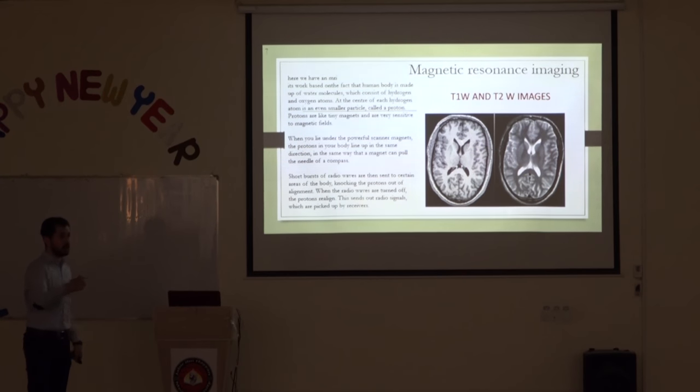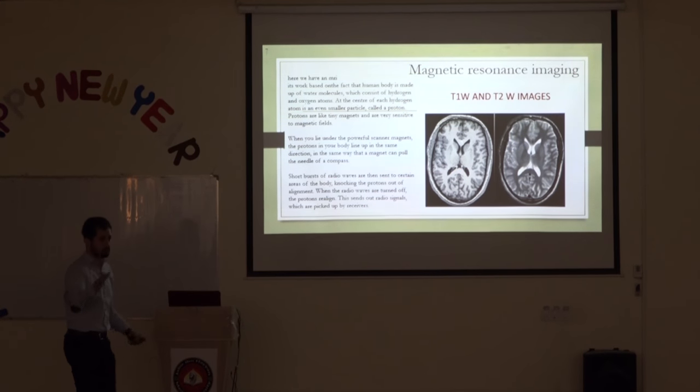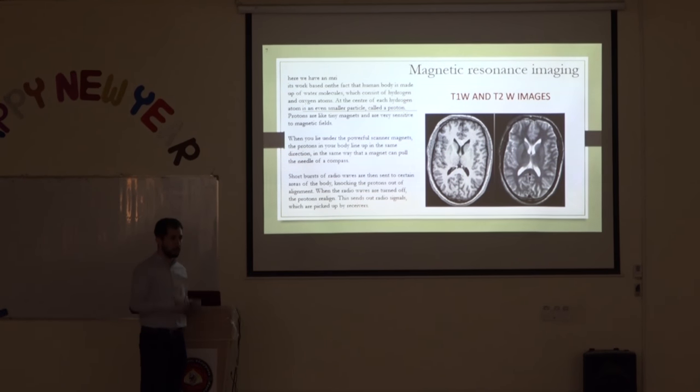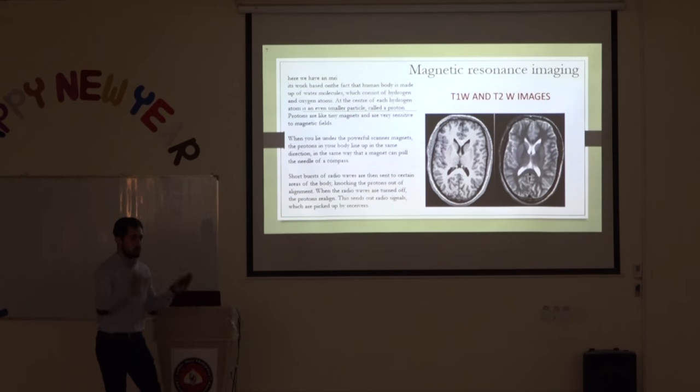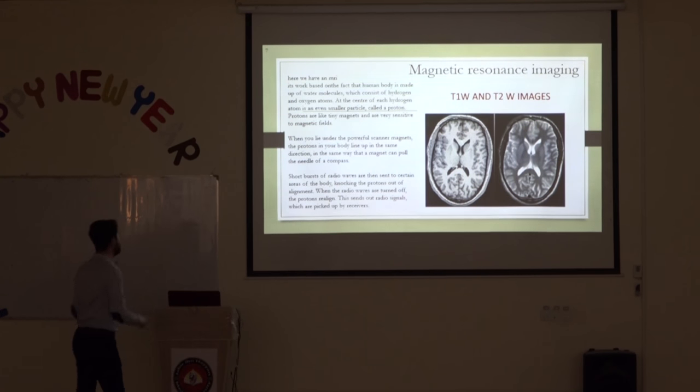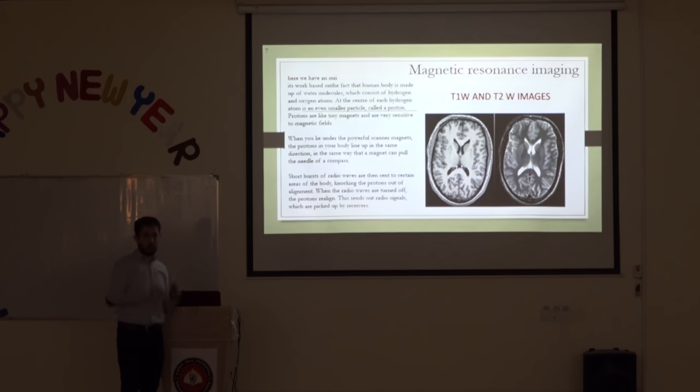Then we apply a pulse, a radio wave. This wave will cause some protons to be knocked away from this alignment. When they come back to the alignment, they will generate an energy wave, which will be taken by a sensor. So, as we said, it's based on water. Different structures with different water amounts will appear differently on the MRI.